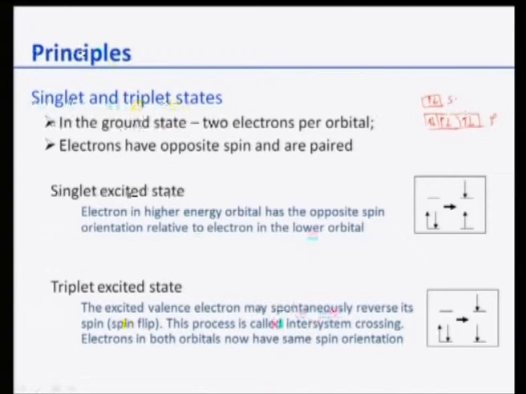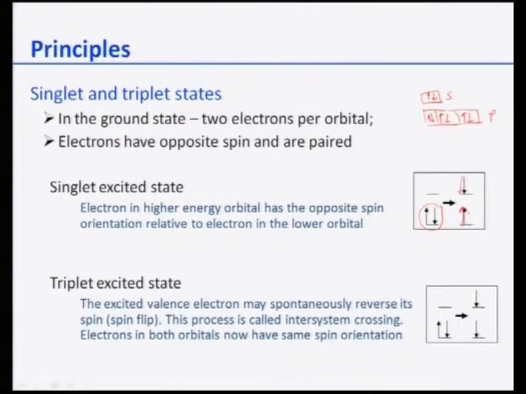Now, what happens in the singlet excited state? The electron in the higher energy orbital has the opposite spin orientation relative to the electron in the lower energy orbital. That is what is shown. If I have this state and then excite it, the electron in the high energy orbital has this spin, and the electron in the low energy orbital has this spin; they have opposite spins. That is what is called the singlet excited state, and this has a certain energy difference that comes out as light.